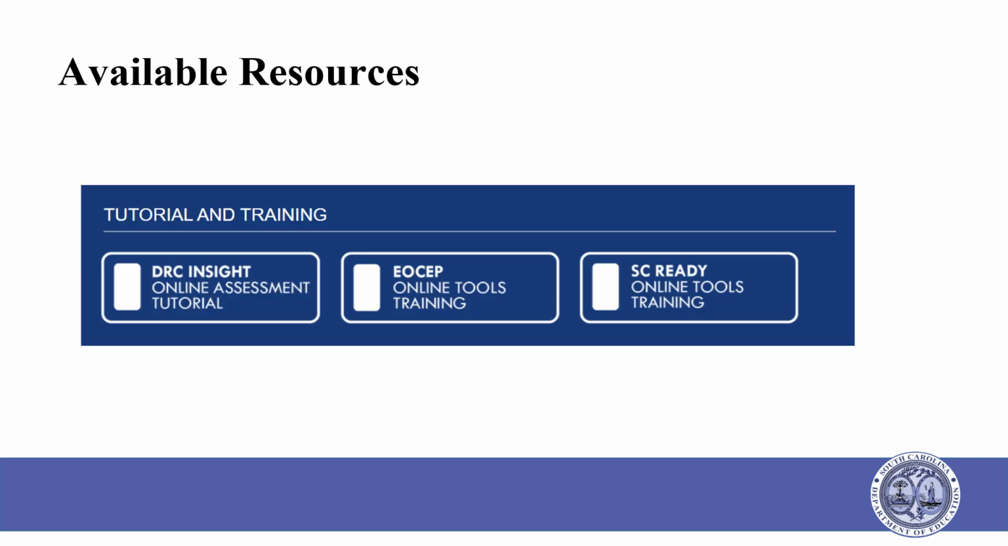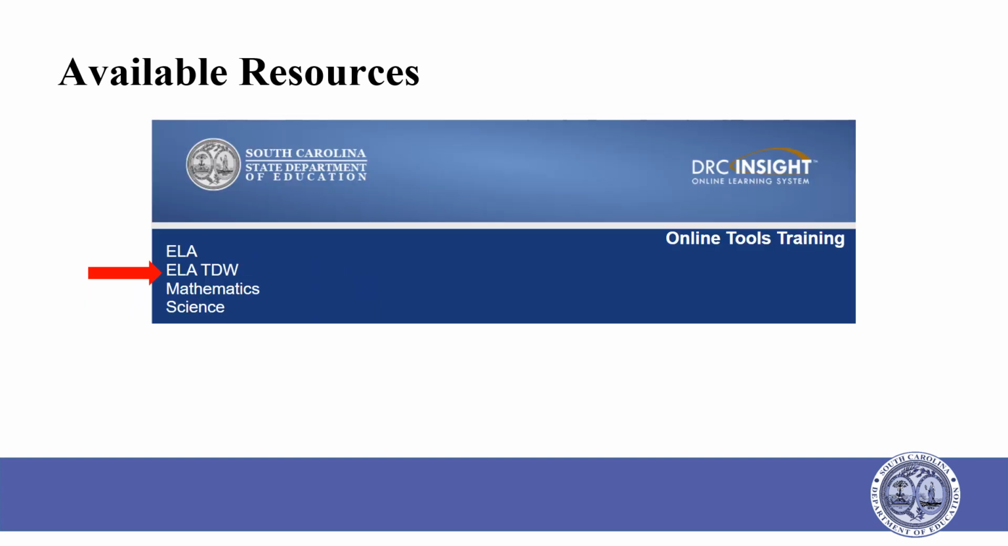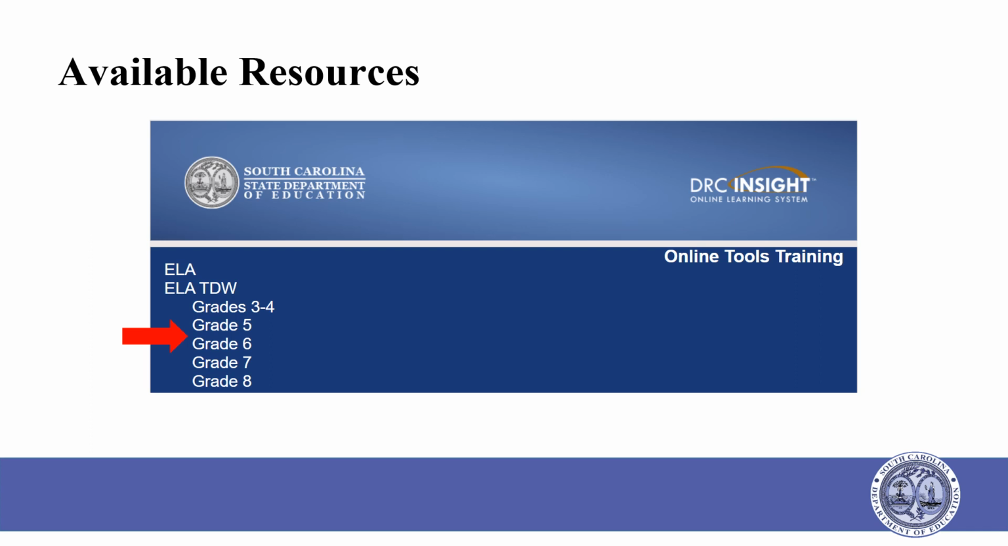The DRC assessment page will appear. At the bottom of the page, you will see options for the EOCEP Online Tools Training and the SC Ready Online Tools Training. For demonstration purposes, we will select SC Ready. Once you select SC Ready, you will see a menu of OTT options. Notice that ELA has two, one for the operational ELA OTT and one for the ELA TDW standalone field test. Choose ELA TDW. On the next screen, you will have the option to choose your grade band or grade level.